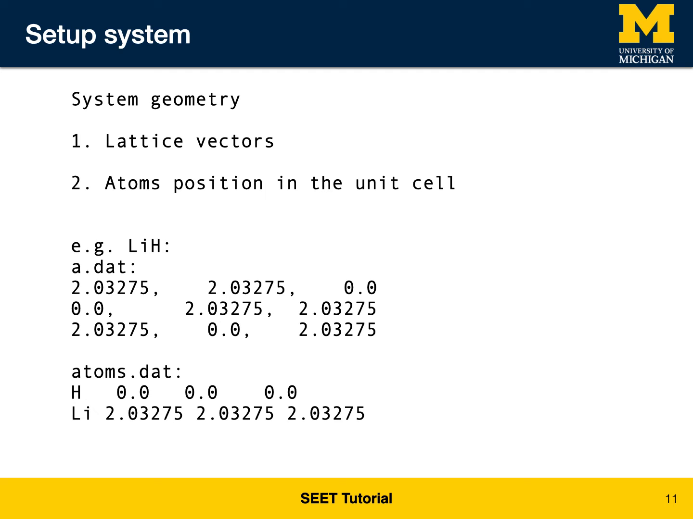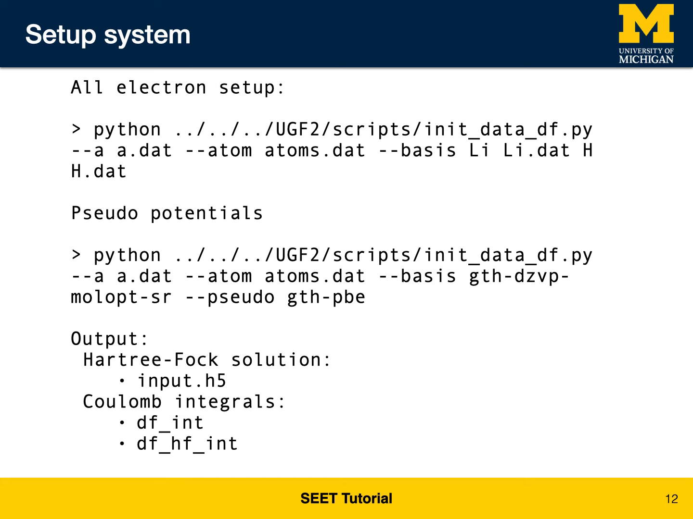So for the first step, you need to set up the system, and for that you need to have the system geometry and the atoms that are in your unit cell. So you specify 2 files. One contains your lattice vectors, and another contains atom positions and atom names, and all these numbers are in angstroms. Then you call the Python script init_data_df.py. You tell this script where the lattice vectors are, and where your atoms with positions are.